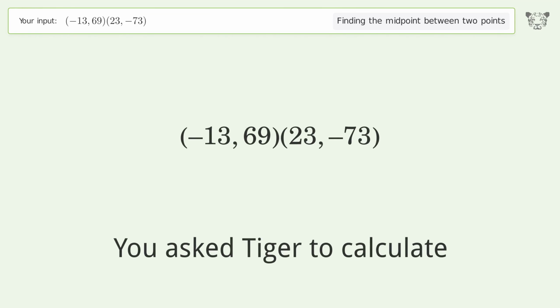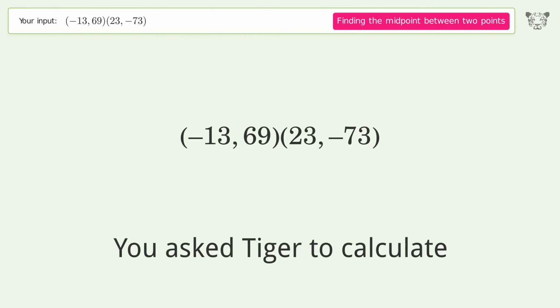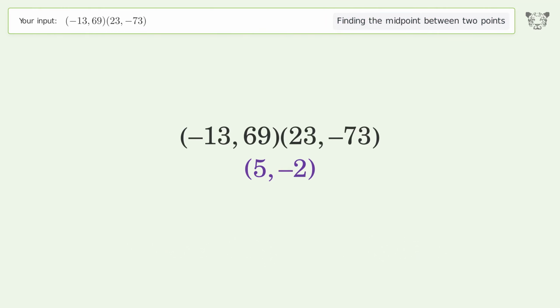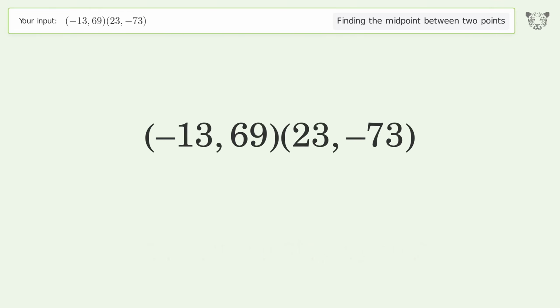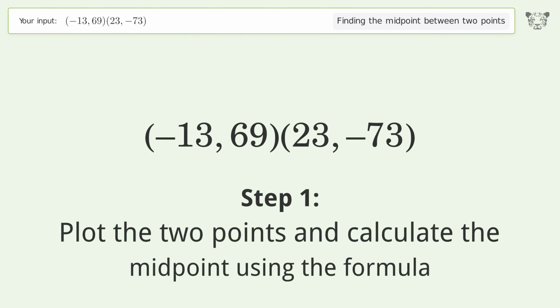You ask Tiger to calculate. This deals with finding the midpoint between 2 points. The midpoint between the 2 points is 5, -2. Let's solve it step by step. Plot the 2 points and calculate the midpoint using the formula.